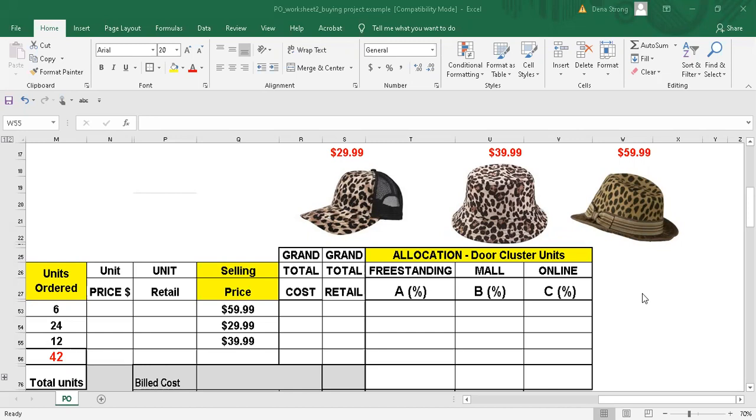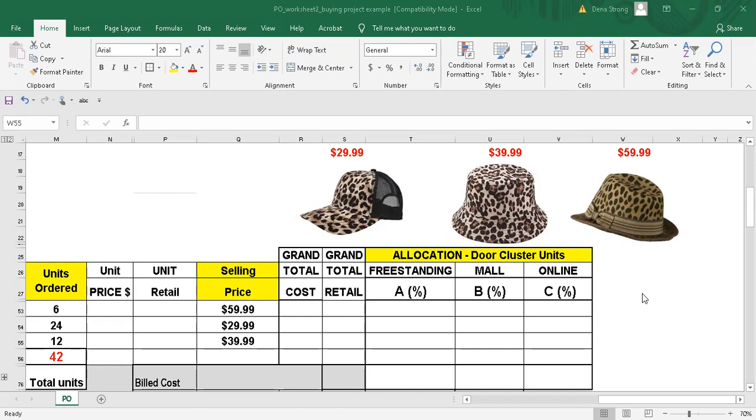Let's just say I ordered these 3 hats from the vendor. Hat number 1 is like a baseball style animal print. Style number 2 is like a bucket hat animal print. And then style number 3 is like a fedora animal print.